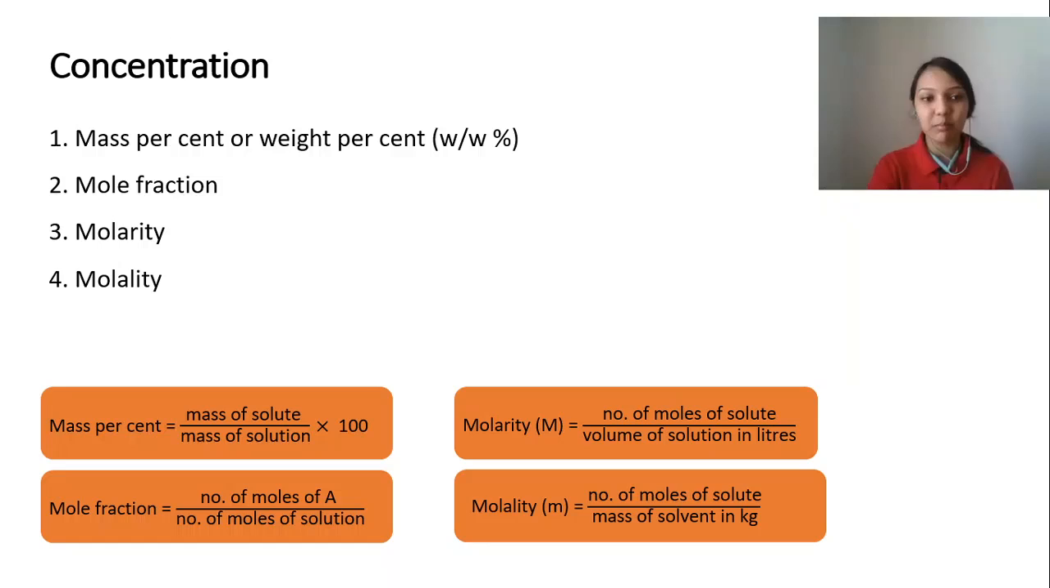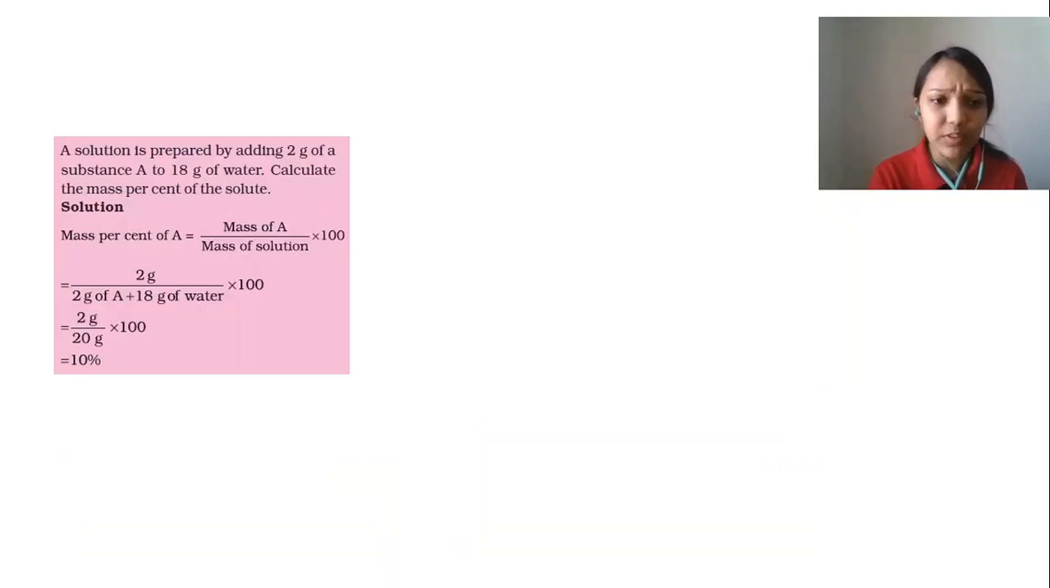Let us take one example and discuss it. First, for the mass percentage, these are from the NCERT. A solution is prepared by adding 2 grams of substance A to 18 grams of water. Calculate the mass percent of the solute. For mass percent, what do you require? Mass of the solute divided by mass of the solution, into 100. Mass of A is 2 grams, divided by the mass of solution, 2 grams plus 18 grams, into 100. We'll get that answer.